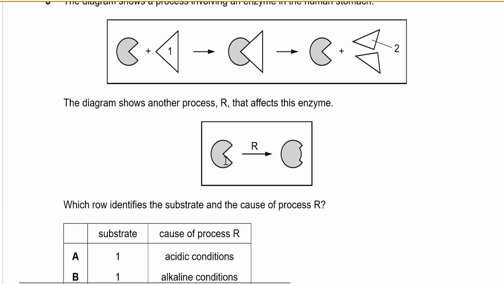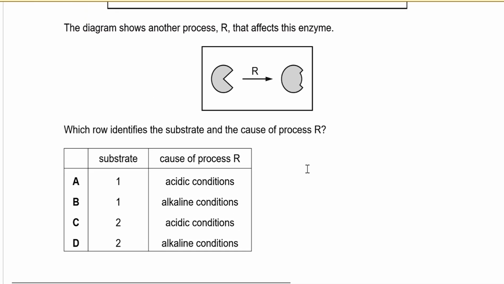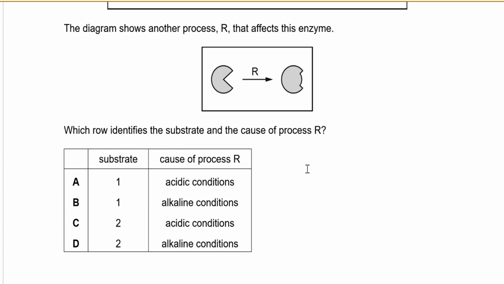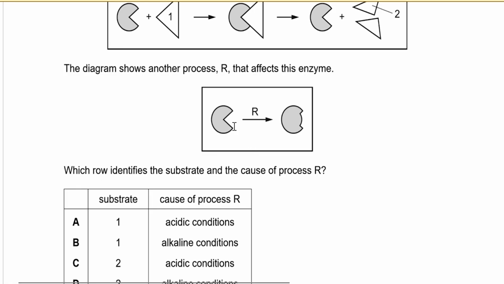The diagram shows another process R that affects this enzyme. So when process R occurs, it affects the enzyme. You can see the active site of the enzyme has now changed. Which row identifies the substrate and the cause of process R? We know that the substrate definitely has to fit into the active site. So if the active site is like that, the substrate has to have such a shape so that it can fit into the active site. So obviously, the substrate has to look like this one here.